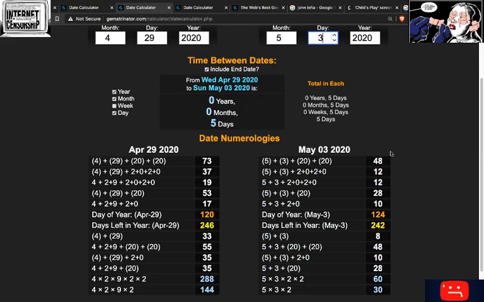Today has a 48 date numerology, though. May 3rd. 5 plus 3 plus 20 plus 20. 48. And didn't we see a 60 prime number? Now I'm seeing it. Okay, 60. 5 times 3 times 2 times 2. 60. Unreal. We might have even seen 144.